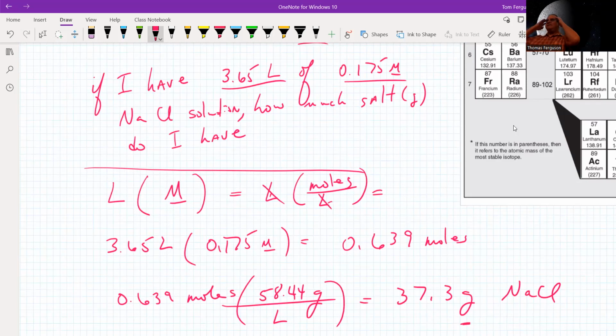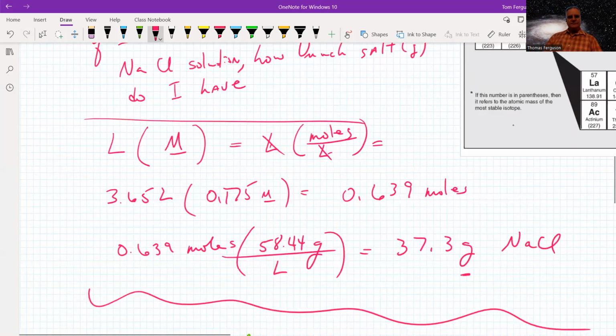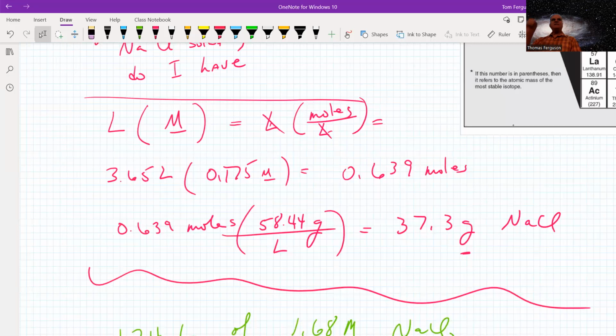Okay, and if you think about it in two steps, you can do this all in one step, but I think it's clearer if you do it in two steps. So again, whenever we see that M with a line under it, that's moles per liter. Moles per liter times liters is moles.